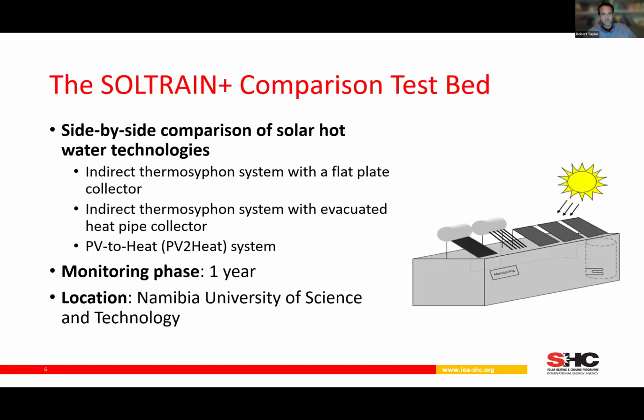And there's some interesting work going on, which I'm sure will be discussed in the SolTrain Plus program. In fact, one of the interesting things associated with that is a test where they compare side-by-side thermosyphons to PV to heat systems at the Namibia University of Science and Technology.